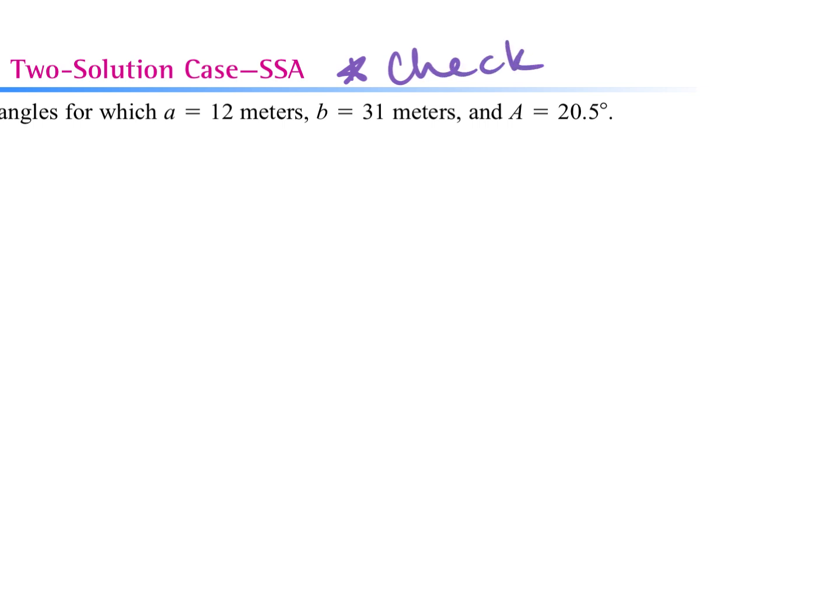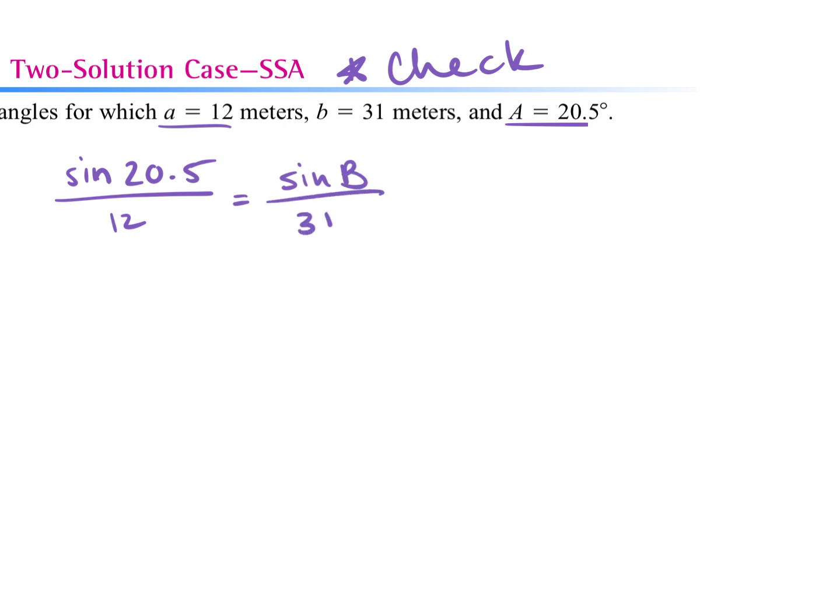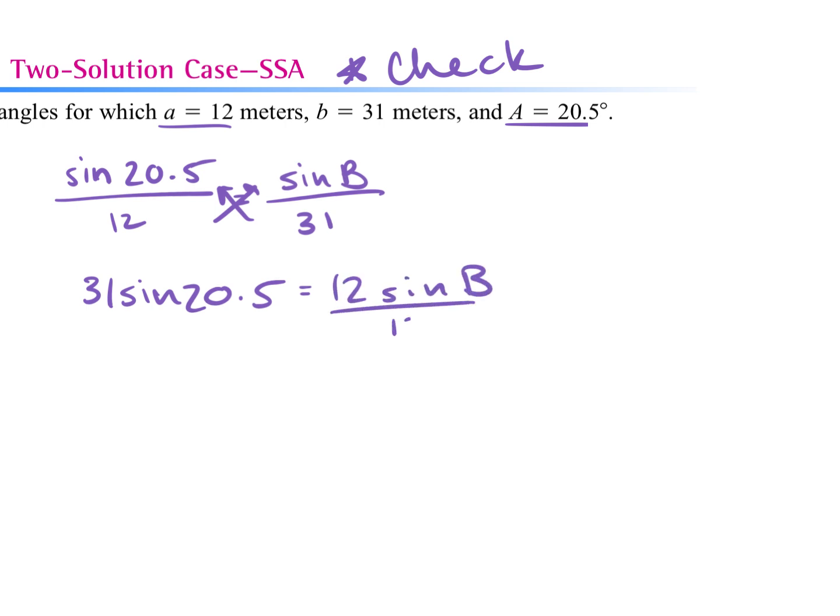So let's start with the proportion that we have. We're going to do sine of the angle, so 20.5 over A, because we're given a pair of A's, is equal to sine of B over side B, which is 31. Cross multiply and divide. So this would be 31 times sine of 20.5 is equal to 12 times sine of B. And divide by 12. So this cancels.